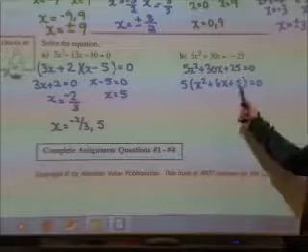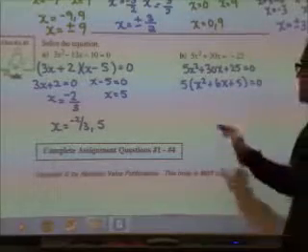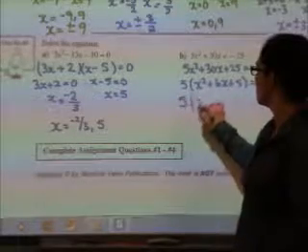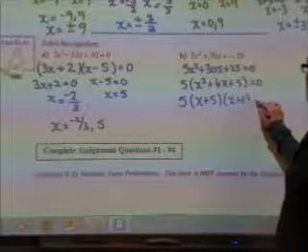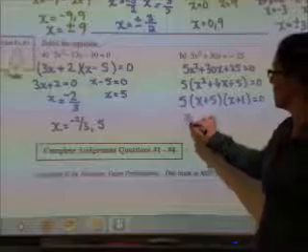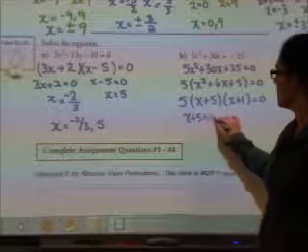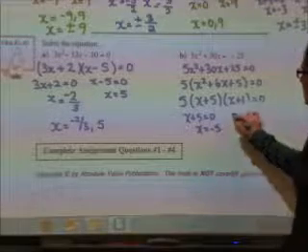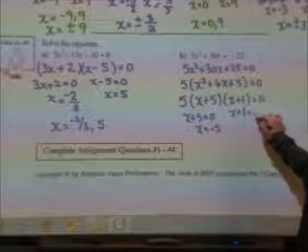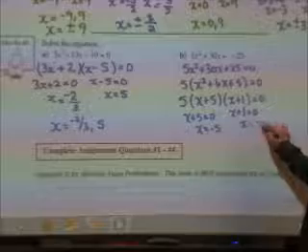Two numbers that when I multiply them together, I get a 5. When I add them together, I get a 6. And that would be 5 and 1. Let either one of these terms equal 0 for my zero product law. X would equal negative 5. X plus 1 equals 0. And x would equal negative 1.